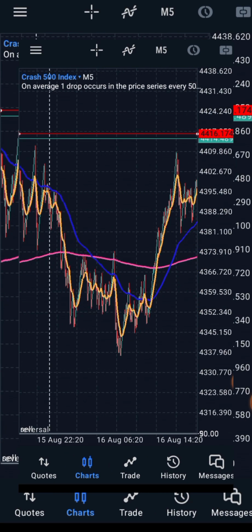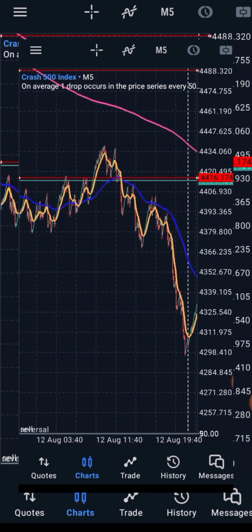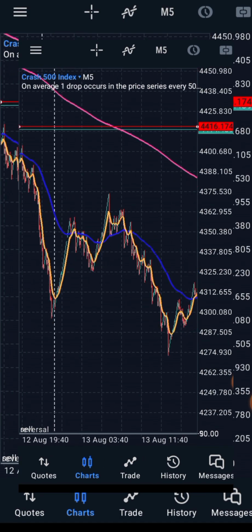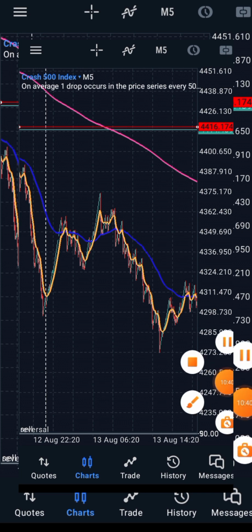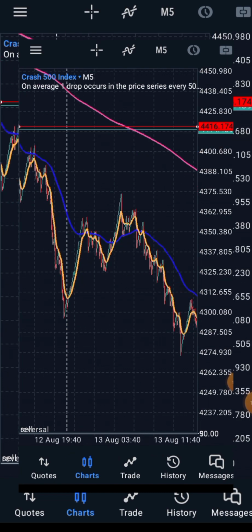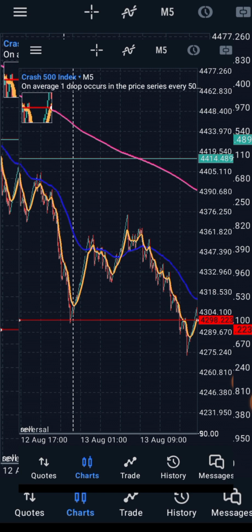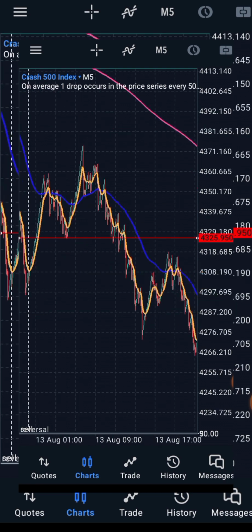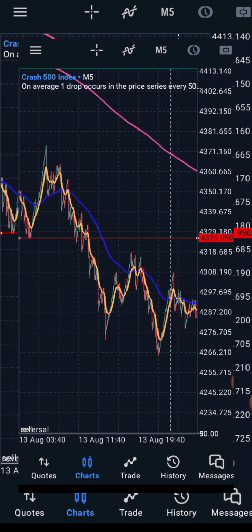Now, let's see. Yeah, this is it. This is the zone. If you want to sell the crash using this method, all you have to do is note your first zone. This other one is also a zone, but I think if it gets out of this box, I don't consider it that much.